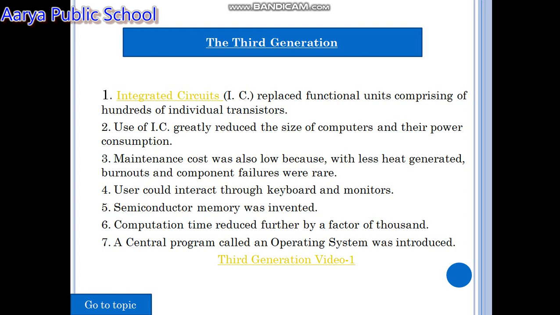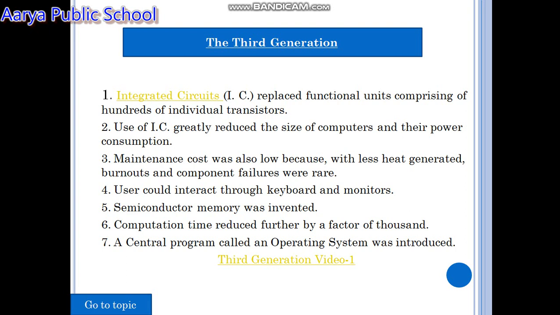Why? The heat generated is also less, and burnout, meaning breakdown, is also less, so maintenance is also low, and component failure will be rare. Fourth point, the user could interact through keyboard and monitor. In the third generation, to handle a computer, users were using a keyboard and monitor to operate it.